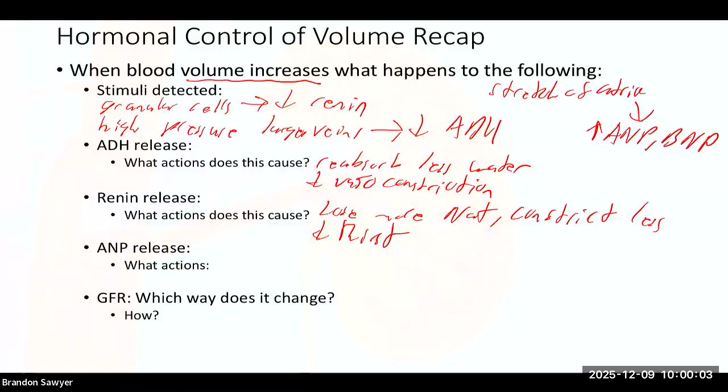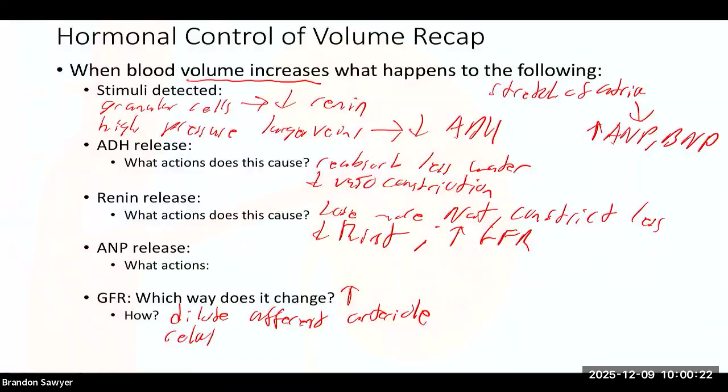Okay, we're going to increase GFR. And yes, we're going to increase it there. So those mechanisms are dilate the afferent arteriole. We're going to relax mesangial cells. So we're going to decrease hydrostatic pressure. We're going to increase permeability.